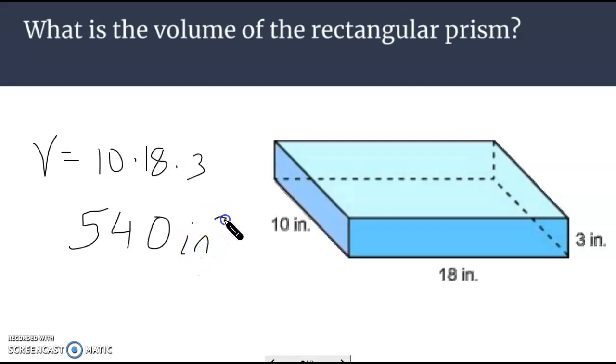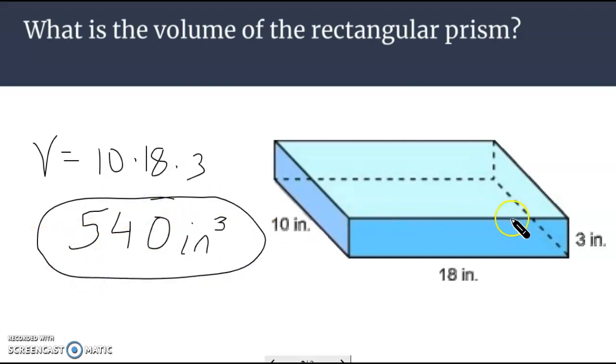So pretend you just had a 1-inch cube. Cube, 3 dimensions, all sides are the same. 1 cubic inch, there's 540 of them that could fit into this rectangular prism, box looking shape.